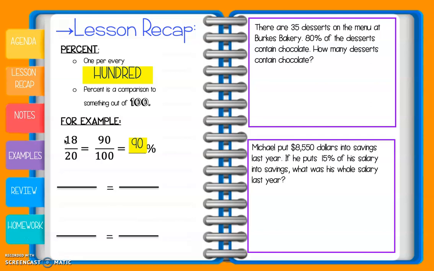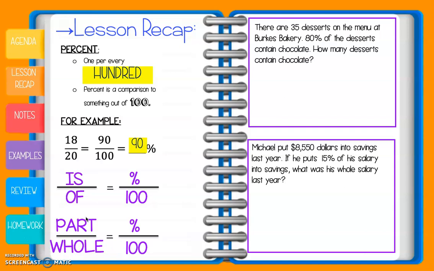We talked about how there are 2 percent proportions that we can use to help us solve percent proportion problems. The first one is is over of is equal to percent over 100. And the second one is part over whole is equal to a percent over 100. We said we're going to use is over of for numerical problems, for problems that say like, what is 7% of 80? When we see those words is and of, that's when we're going to use is over of. Part over whole is for more complex problems that don't have those words in them.